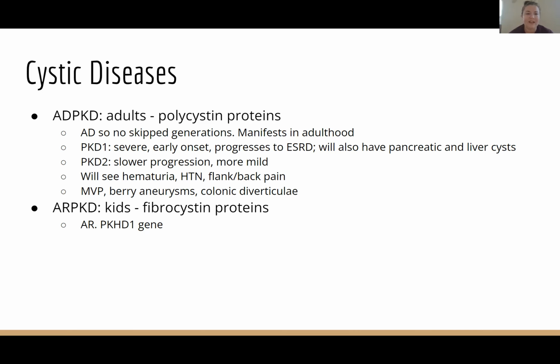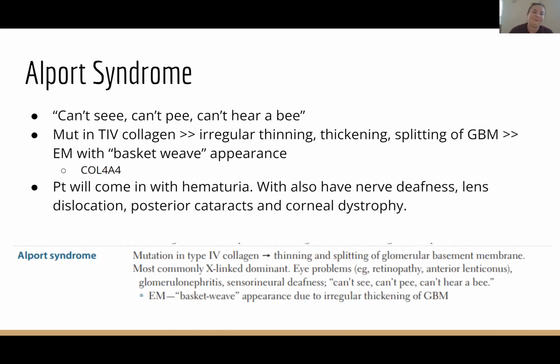I think in one of the videos I watched, it's commonly someone gets hit in the back and one of the cysts ruptures and you have gross hematuria. So they come in, they got hit and now they're peeing blood, and then they can find this. Some things that are also associated: you can have a mitral valve prolapse, a berry aneurysm, and colonic diverticuli. And then in the kids, it's autosomal recessive for the fibrocystin protein, and it's the PKHD1 gene.